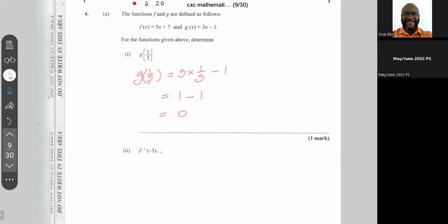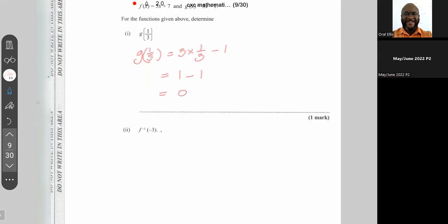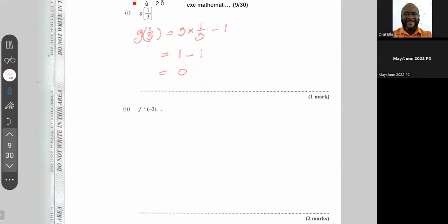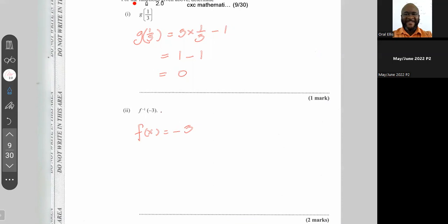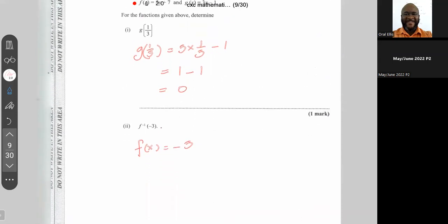Now, I'm asked to find f inverse of minus 3. If I'm asked to find f inverse of minus 3, I'm going to solve the equation f of x is equal to minus 3. So the solution of the equation f of x is equal to minus 3 has the same value as f inverse of minus 3. Now, f of x is 5x plus 7.